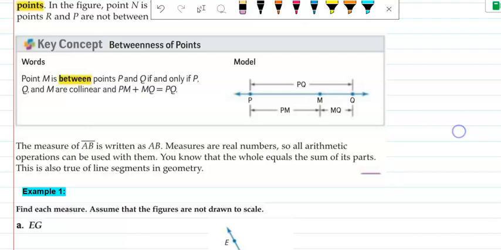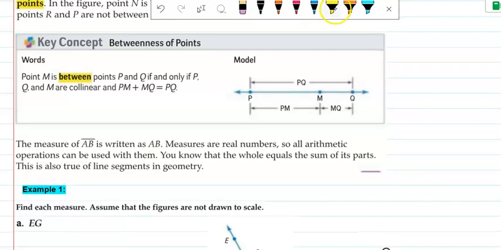So we have this model here. This will come up again later on, this equation. But in this specific example, we technically have three different line segments that we could find the distance of, right? We have the entire thing, this PQ, but then we also have P to M and M to Q. Okay, notice if we put PM and MQ together, we would get PQ.